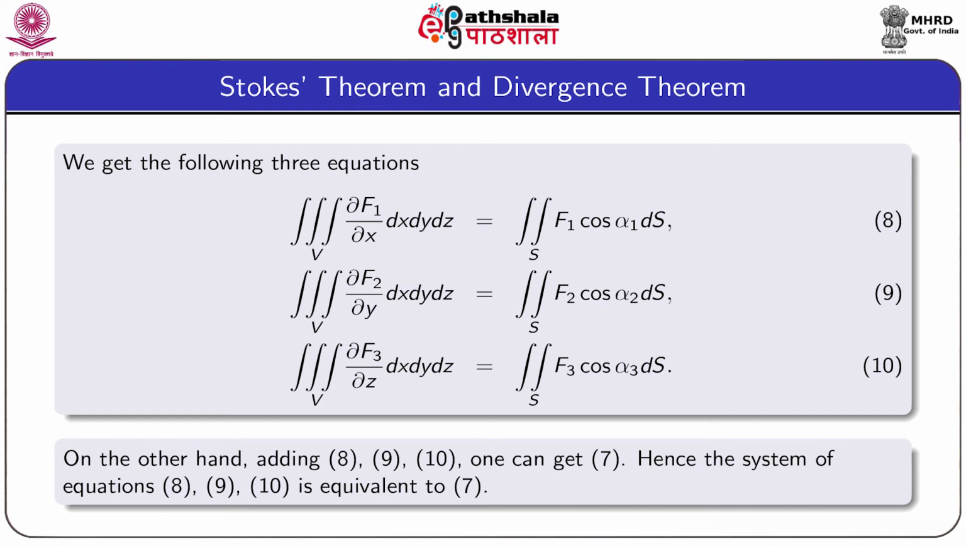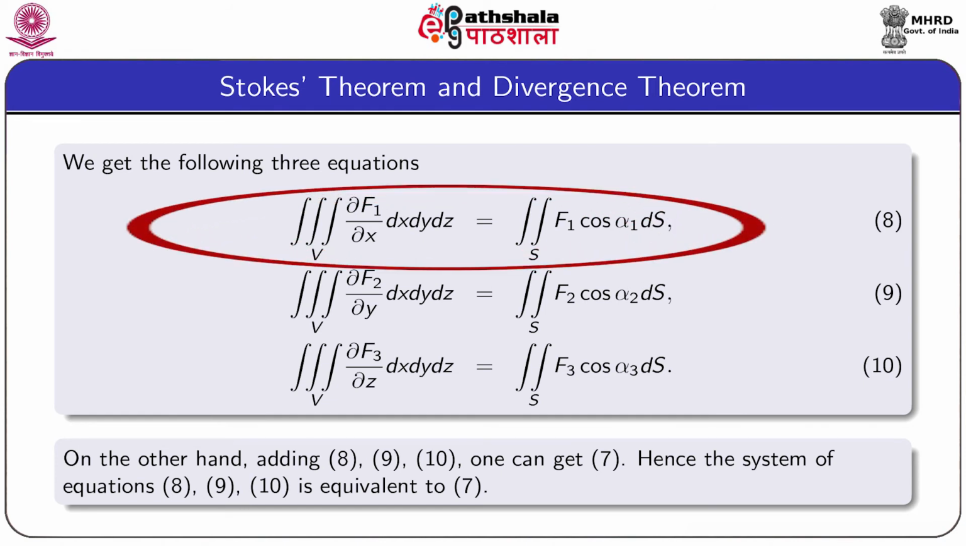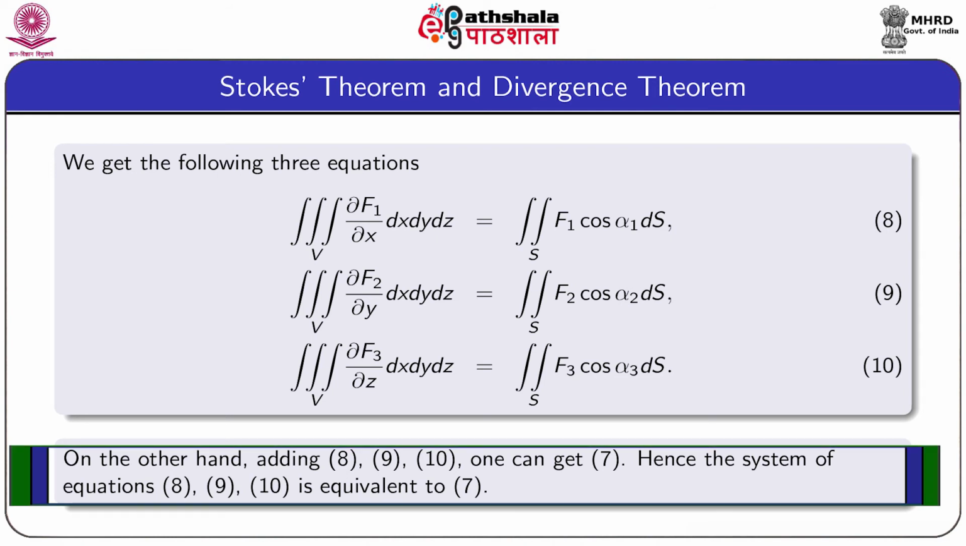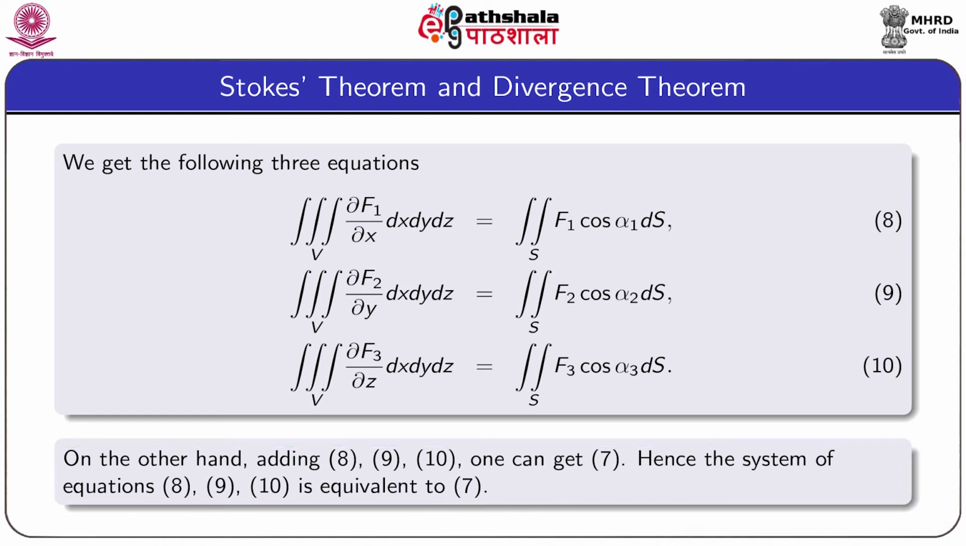We get the following three equations. Volume integral over V of ∂f1/∂x dx dy dz equals surface integral over S of f1 cos α1 dS, and two similar equations. On the other hand, if we add these three equations, we can get the earlier one. Hence, the system of these three equations is equivalent to the earlier equation.